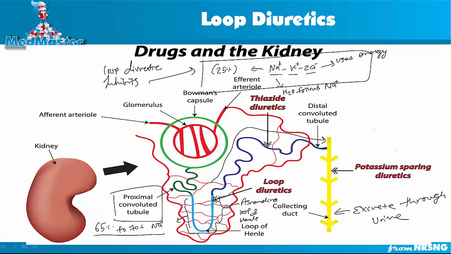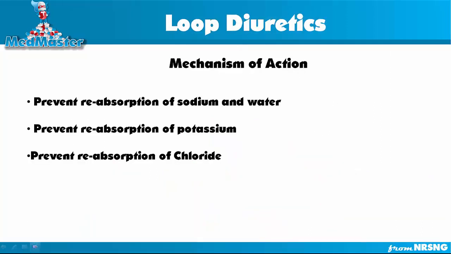Now that we understand the mechanism of action of the loop diuretic, let's briefly recap what it does on the nephron, especially the ascending loop of Henle. If we know these main mechanisms of action of the loop diuretic, we'll be able to understand the side effects and also the nursing consideration. So it prevents the reabsorption of sodium, water, potassium, and chloride.